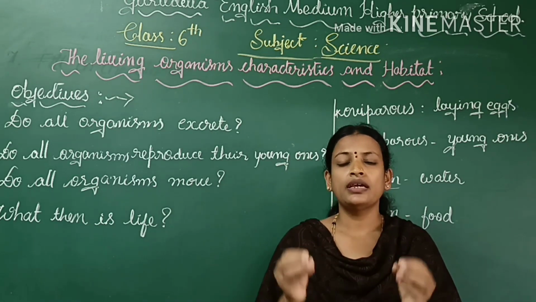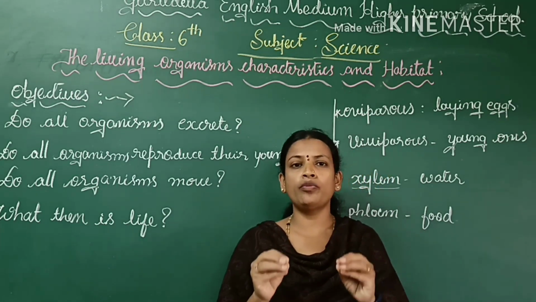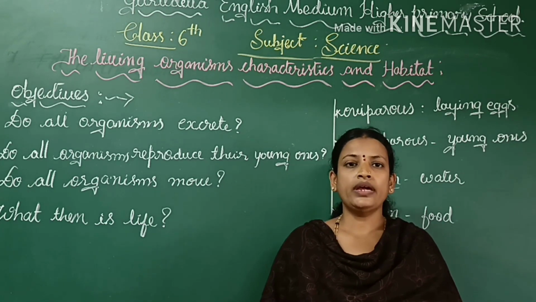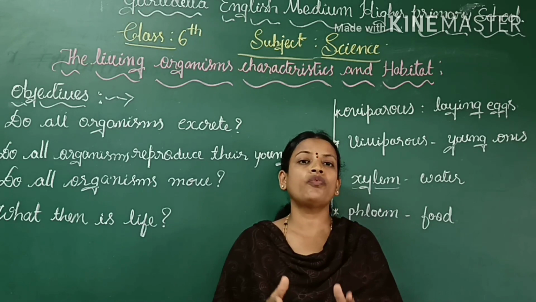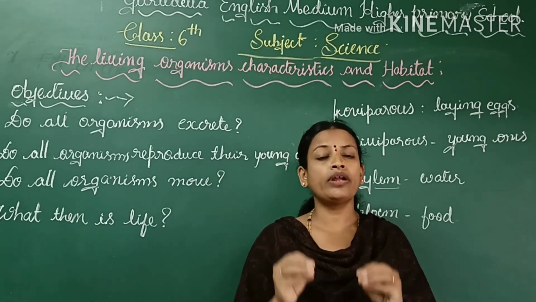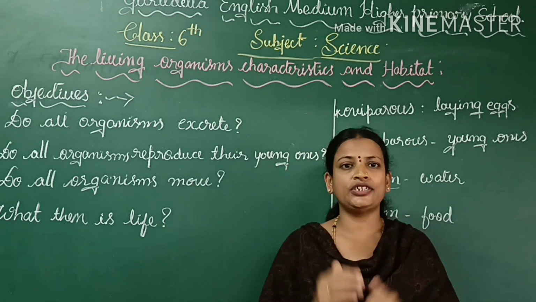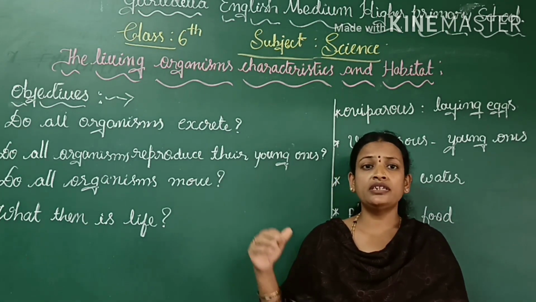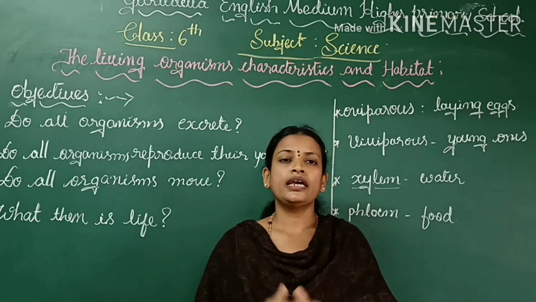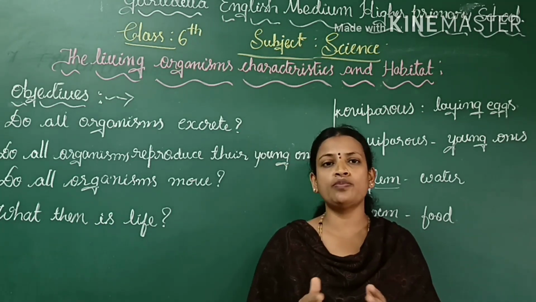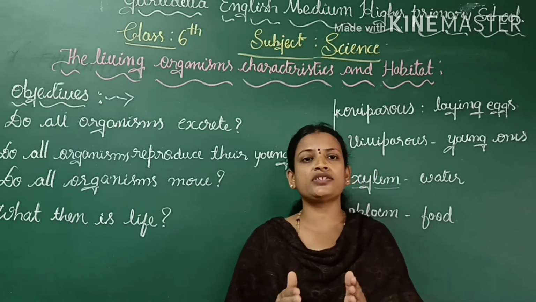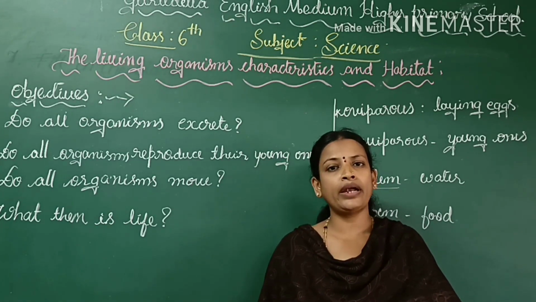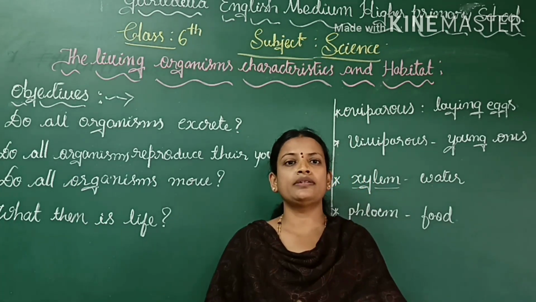What is the meaning of this? Excretion is one of the most important processes in the life processes. Excretion is the getting rid of wastes by organisms. I hope you understood this. Then how does it take place in animals? In animals, excretion is the removal of wastes by the organisms as urine as well as fecal matter.